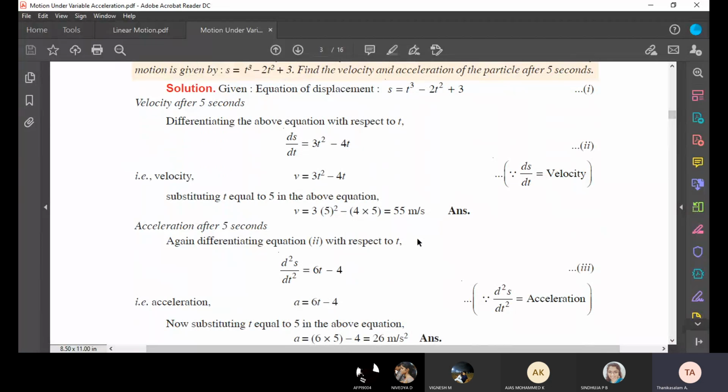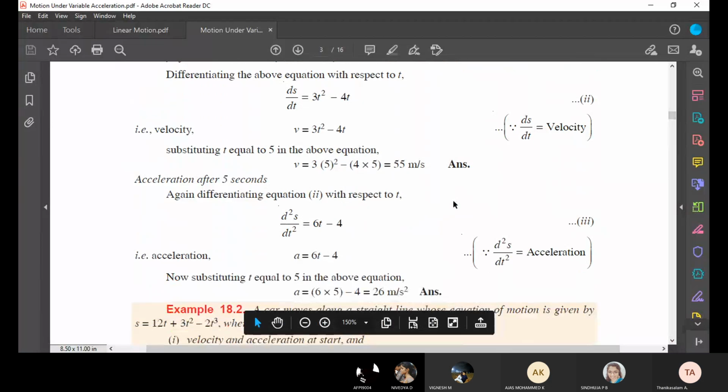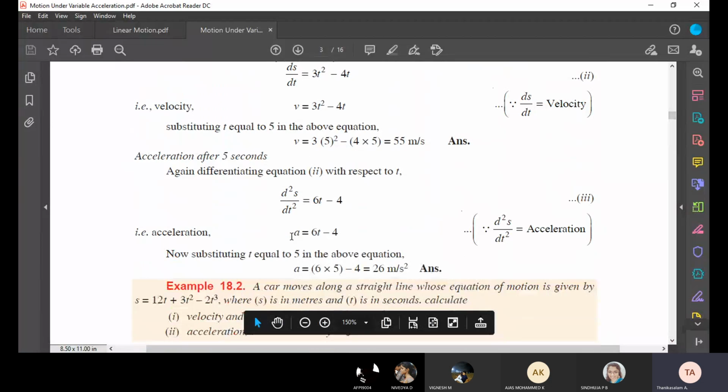Okay, acceleration. They are asking at t equal to 5 seconds, what is the acceleration? Now applying this equation, a equal to 6 into 5 minus 4. Therefore 6 into 5 how much? 6 into 5 is 30. 30 minus 4 is 26 meter per second squared.